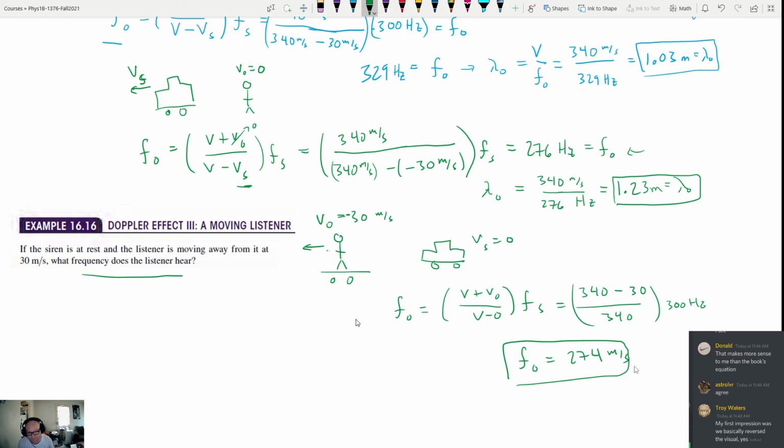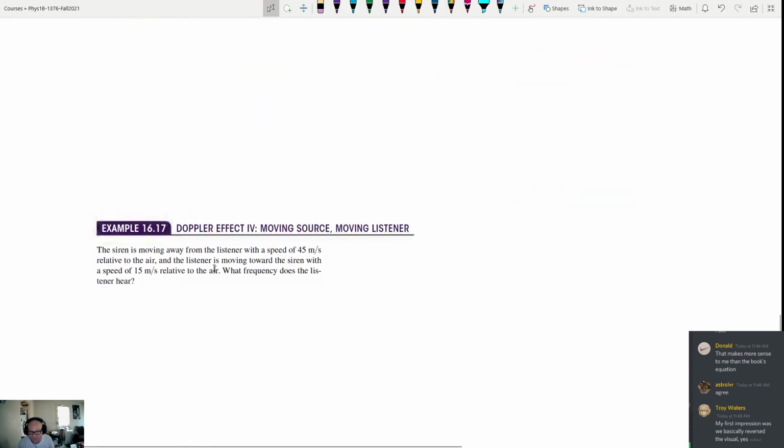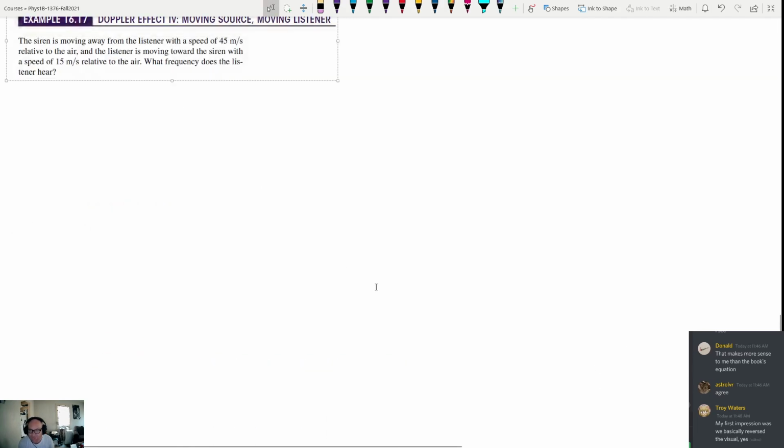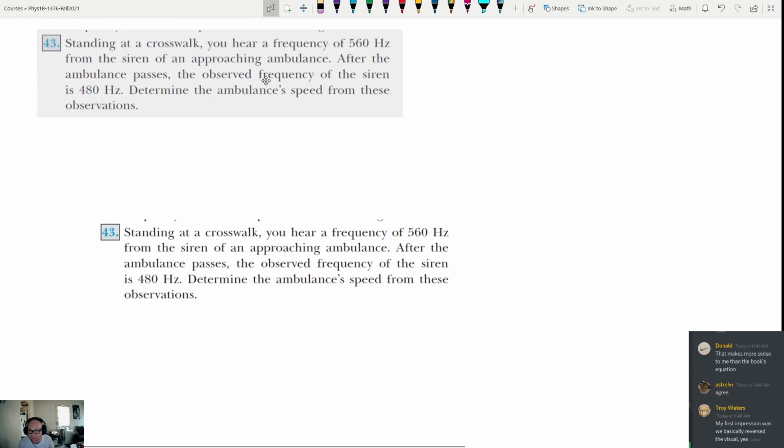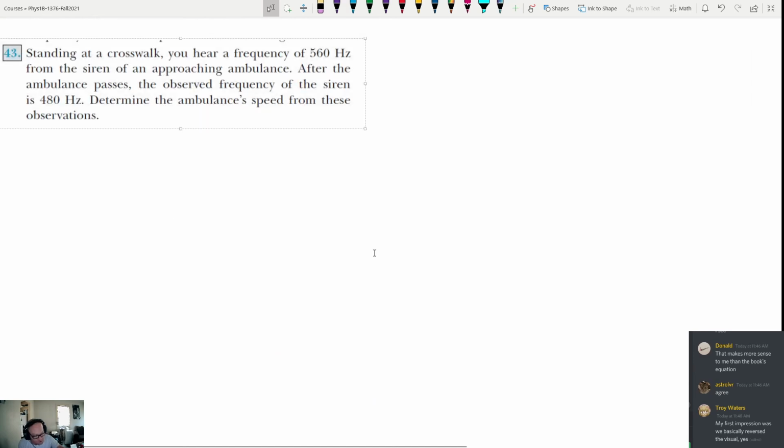All right, one last problem, which is, we're not going to do this one, even though it's a pretty good problem. We're going to do this problem, because all those other problems are very plug and chug oriented, and this one's not. This one's not from this textbook. I think it's from a different textbook. So, standing at a crosswalk, you hear a frequency of 560 hertz from the siren of an approaching ambulance. After the ambulance passes, the observed frequency of the siren is 480 hertz. We want to determine the ambulance's speed from these observations.